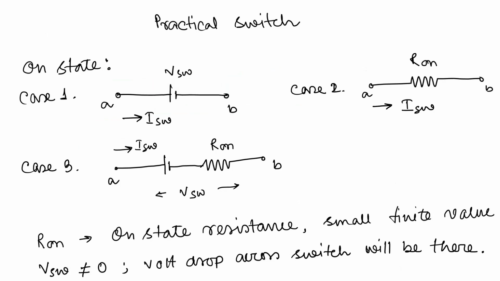But for a practical case, when you see this A and B, we can say there is a voltage drop. So during the on state, we can say there are three cases. Case 1, when between A and B there is a voltage drop, that we can say is a switching.